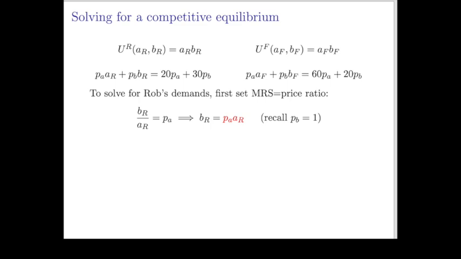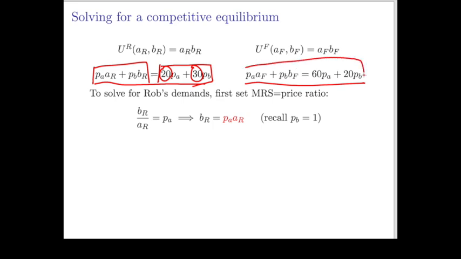So the budget line for Rob is this, and the budget line for Friday is this, right? The price of apples times amount of apples plus the price of bananas times amount of bananas that Rob consumes has to equal his income, which is the number of apples that he has, which is 20, times the price of apples, plus the number of bananas that he has times the price of bananas. And similarly for Friday to get his budget equation over here.